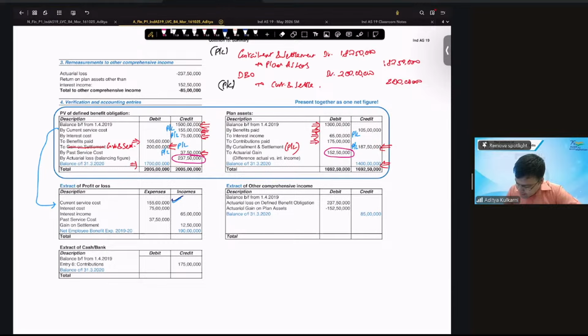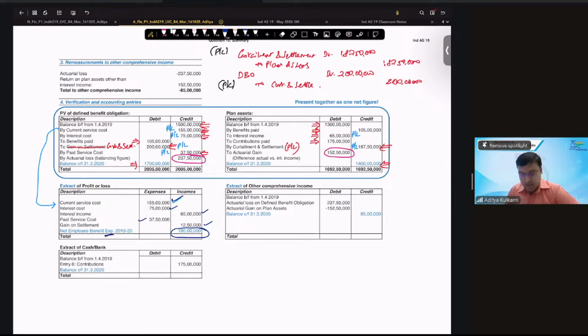1.55 crores. Interest cost 75 lakhs. Here 65 lakhs income. Past service cost 37 lakh 50. Gain on settlement 12 lakh 50,000. Have you understood this? Yes. So this is your balancing figure. Net employee benefit expenses 1.9 crores. That went into income, it is not income. This is your net expense.